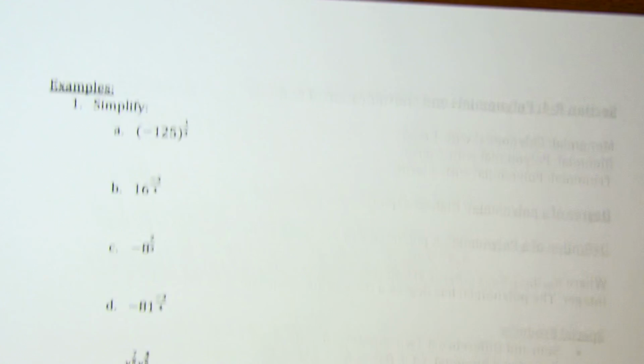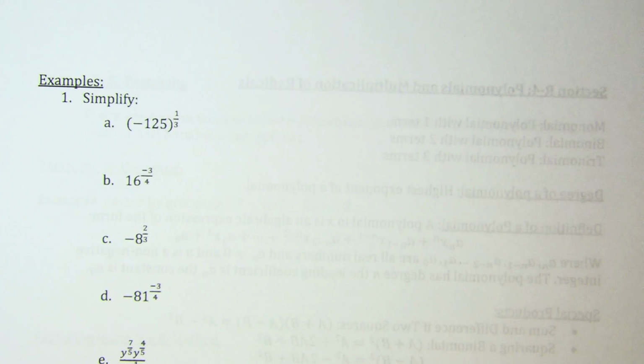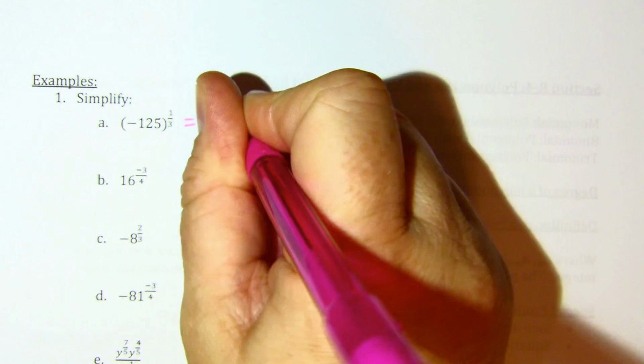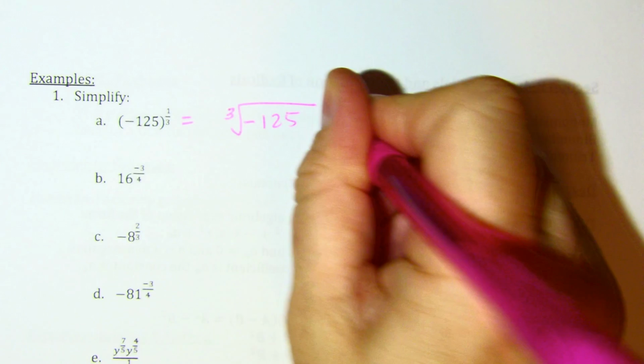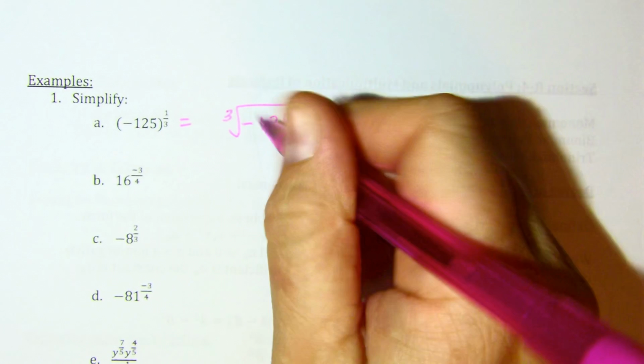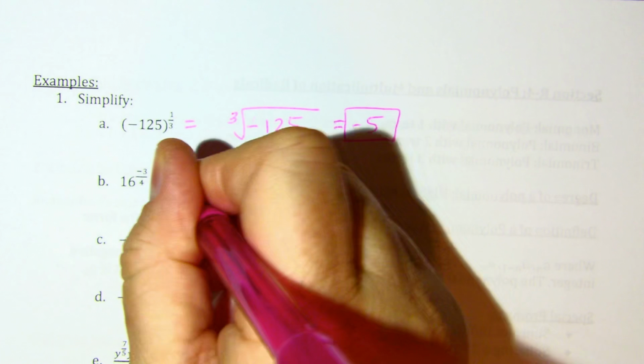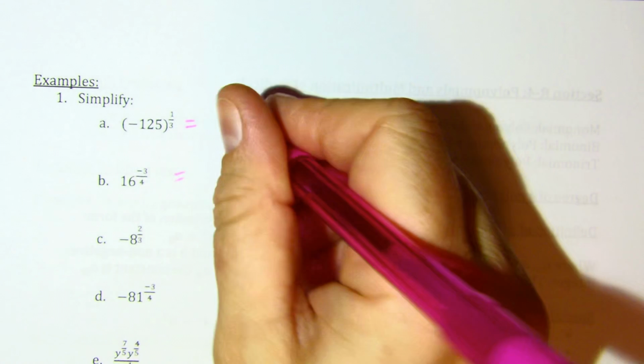We want to simplify all of these. So negative 125 to the 1/3 power, that's the same thing as the cube root of negative 125, which is negative 5. You can do cube roots of negative numbers, you just can't do square roots. So odd roots are okay, even roots of negative numbers are not okay.